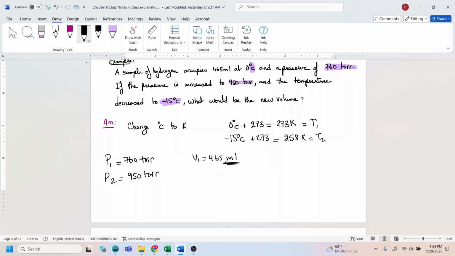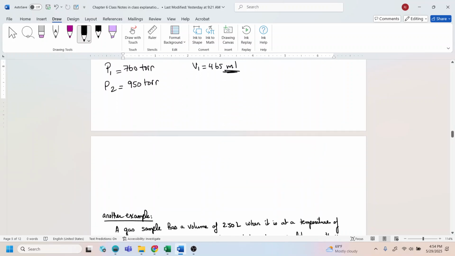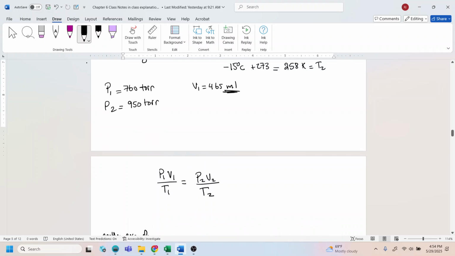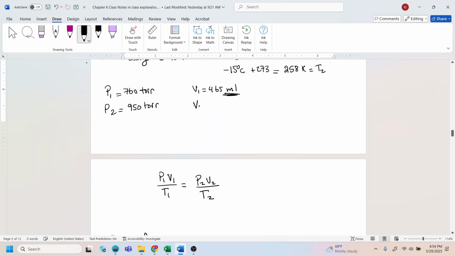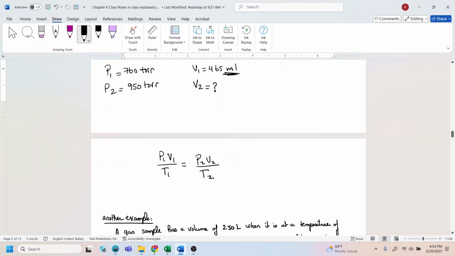So here you go. You have everything that you're given. You have T1, T2, P1, P2, and V1. We know that P1 V1 over T1 is equal to P2 V2 over T2. What we need to find is V2. This is our unknown.